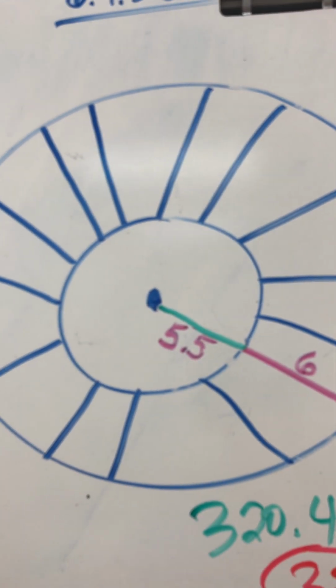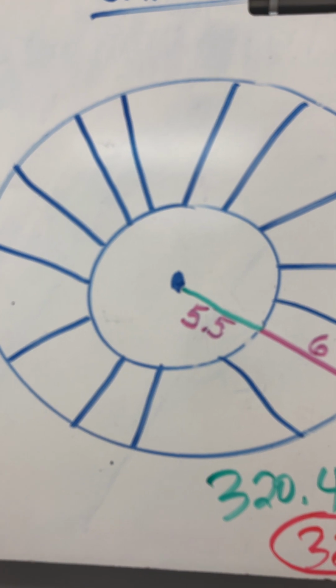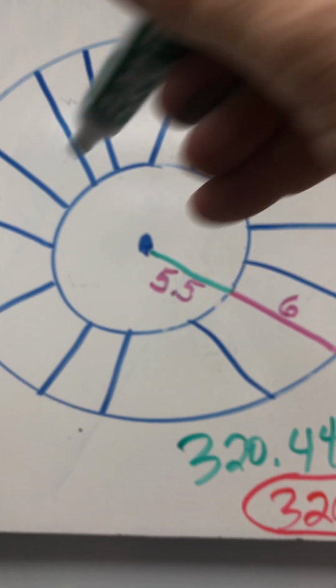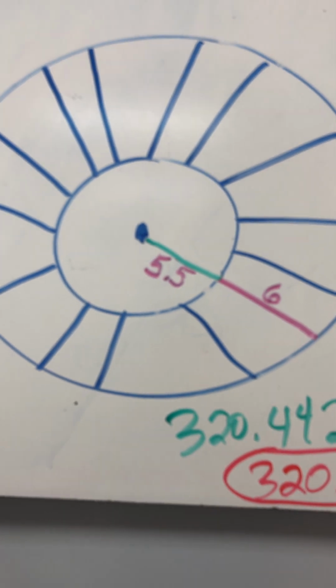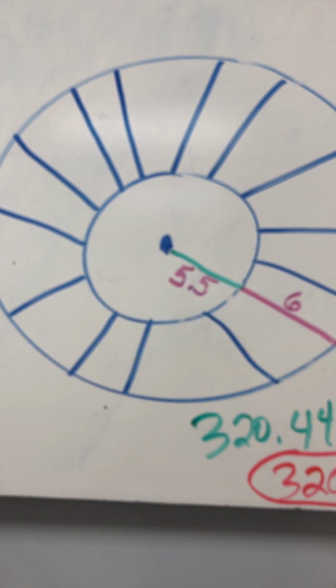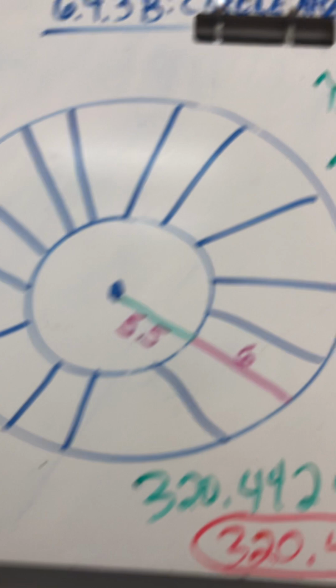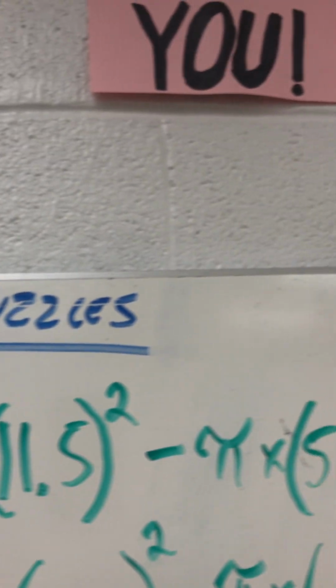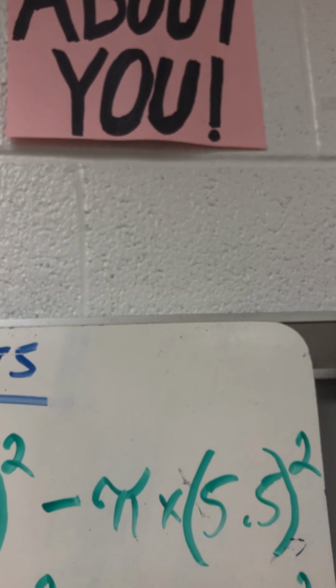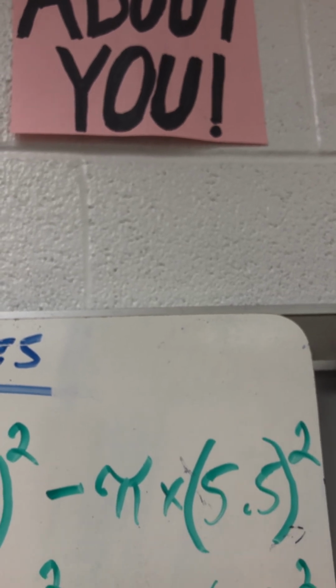Now, what is the area of just the inner circle? The inner circle, the radius is 5.5. So we're going to subtract that. So we're going to take pi times 11.5 squared, and we're going to subtract pi times 5.5 squared.